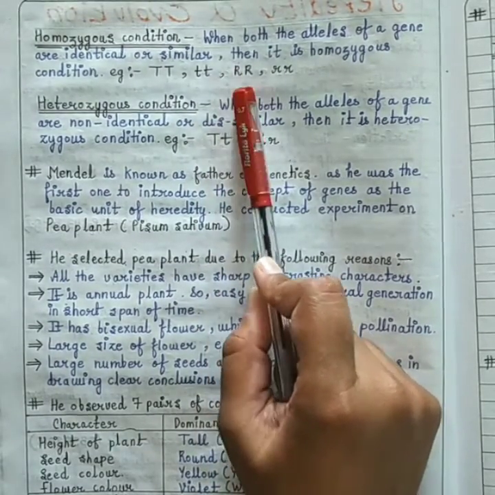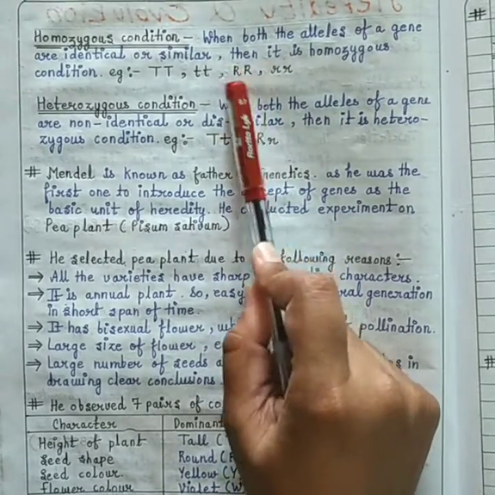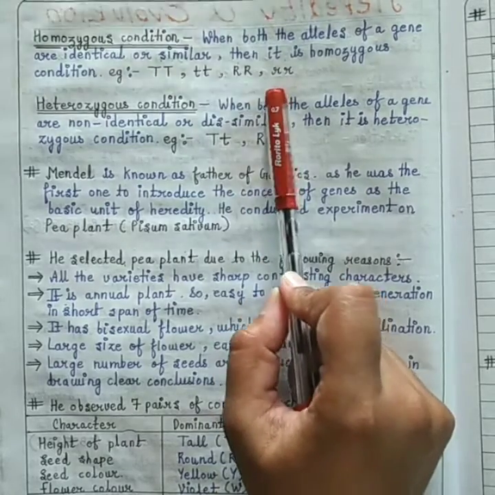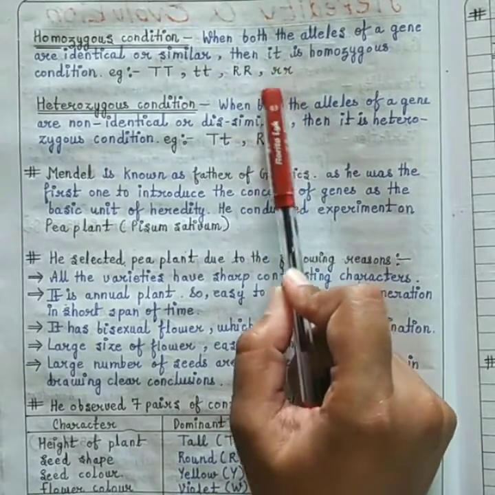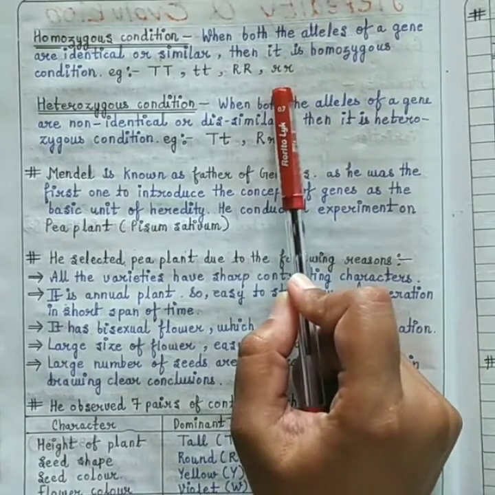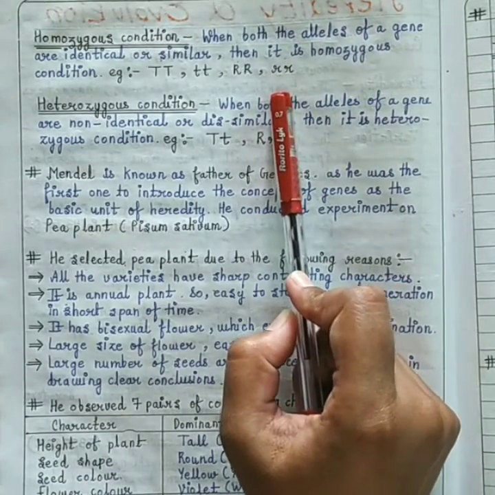Both are coding for round seed shape, so they are similar, they are identical, so this genotype combination is which condition? Homozygous condition. Small r, again both the alleles are coding for wrinkled seed shape and both are the same, identical, so this is which condition? This is homozygous condition.